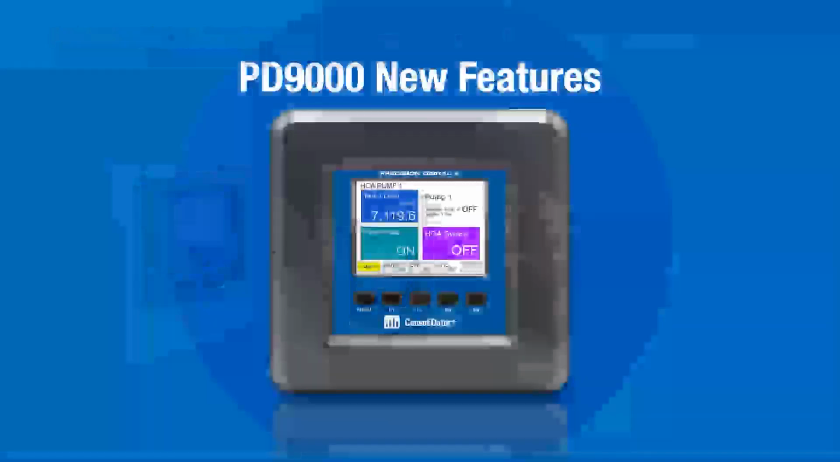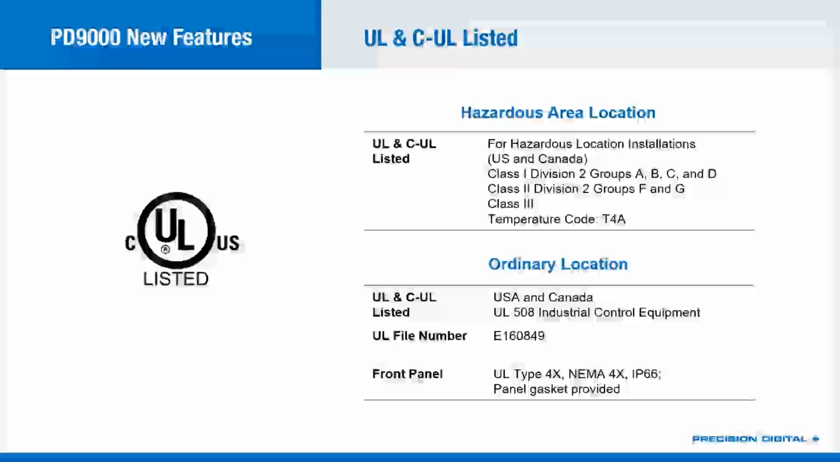So let's dive a little bit more into the individual features, and let's start with the approvals. I mentioned that we are UL and CUL listed. UL stands for Underwriters Laboratories. They're a company that does certifications, and they list products or recognize components. CUL is also Underwriters Laboratories, but it is the Canadian approval.